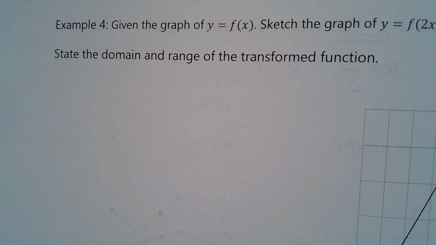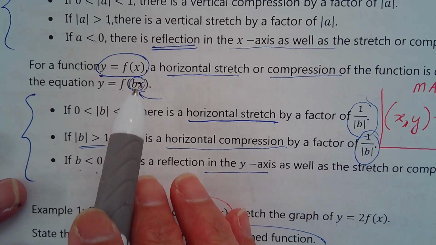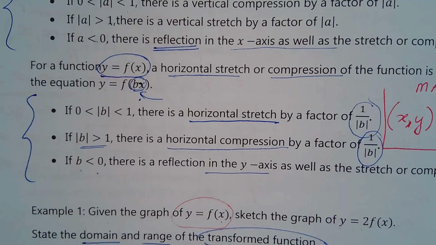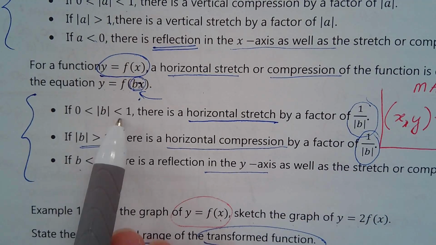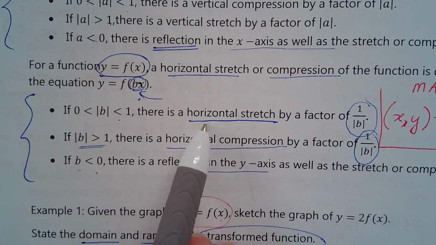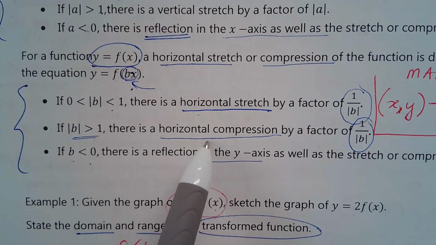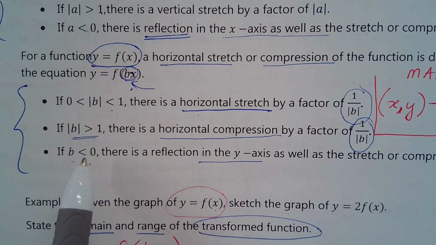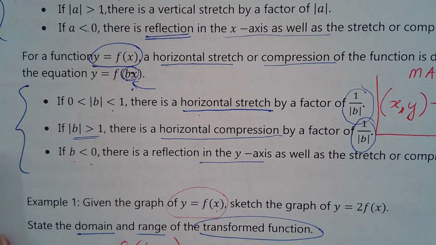Okay, if we go back to our front page, it says here, the B tells us either a horizontal stretch or compression. So if B is between 0 and 1, it's going to be stretched. This is opposite when you're thinking about it, right? And then if it's greater than 1, it's going to be compressed. And if it's negative, it's going to be a reflection over the y-axis. So what does that look like?